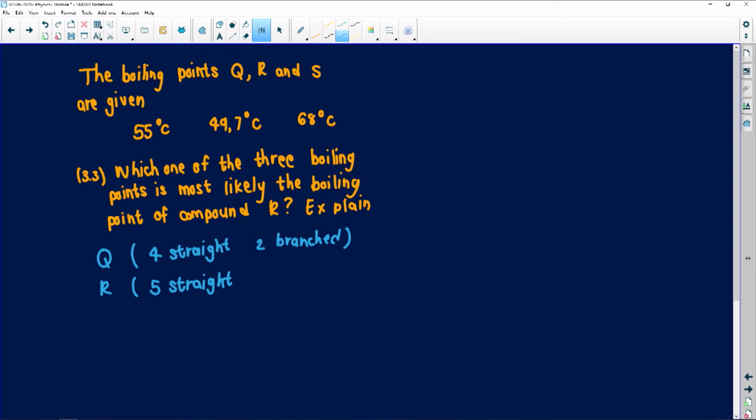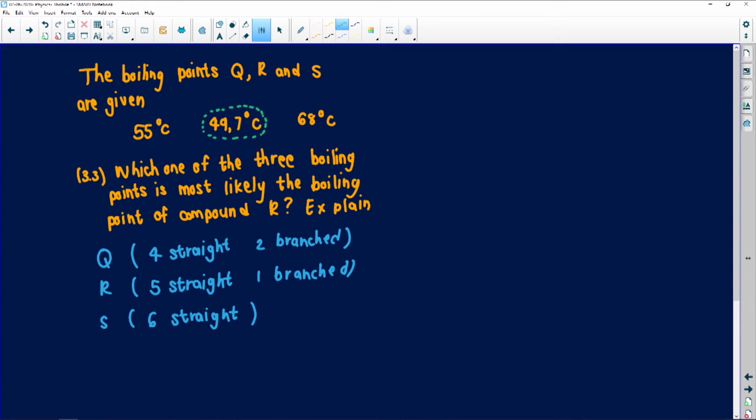So with 5, we've got pentane, which is my straight chain, and then on the third one I've got 1 methyl that is branched. And then let's look at S. I've got 6 straight because it's hexane. 6 straight. So most likely the straight chain will be the lowest, which is 49.7, because it requires less energy. R means then it must be the middle, because it is less than 6, but it is more than 5. So it means then that for R, it should be 55.